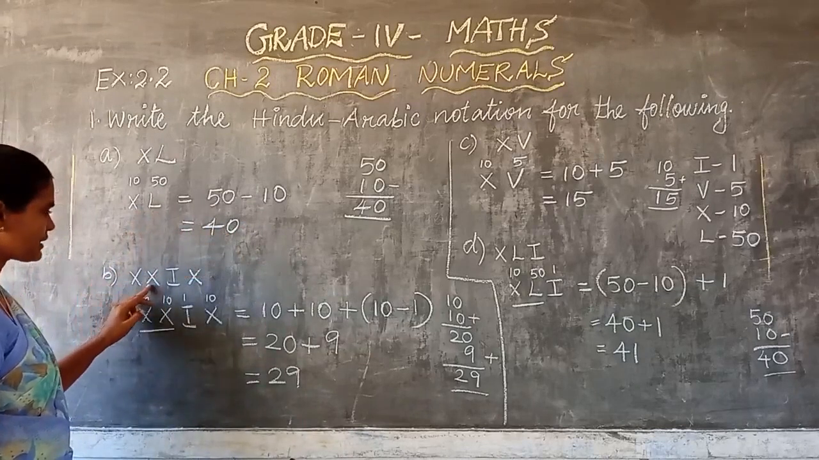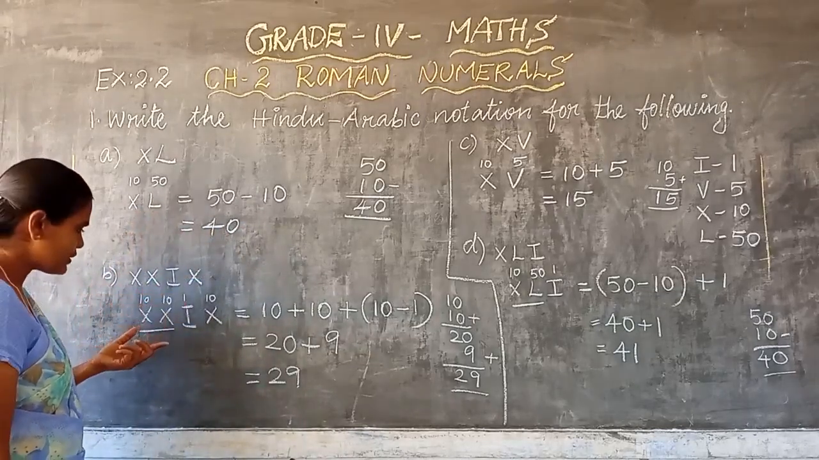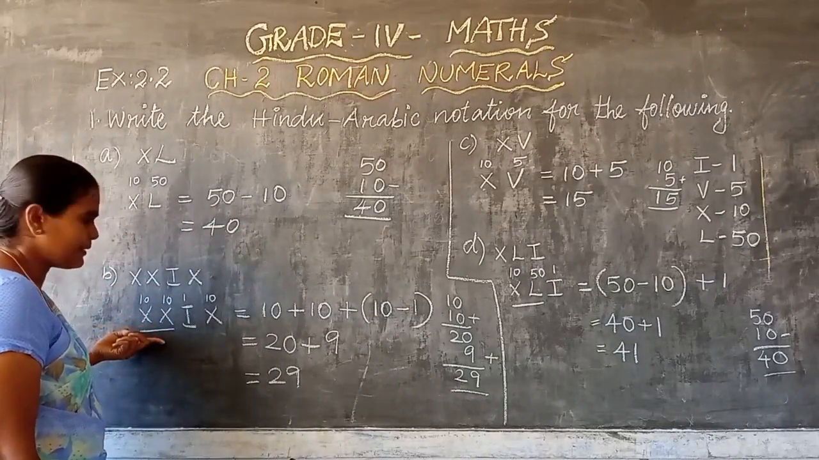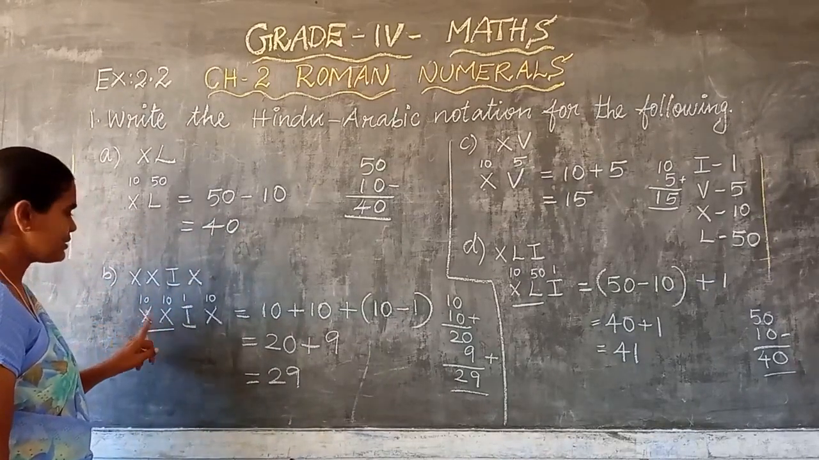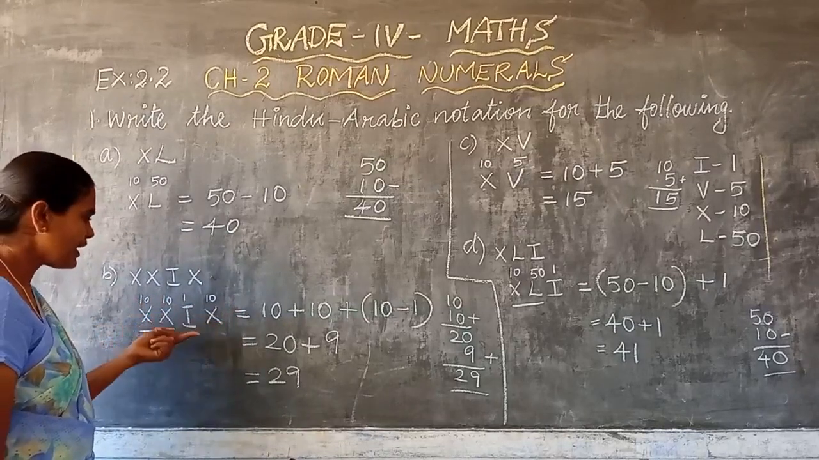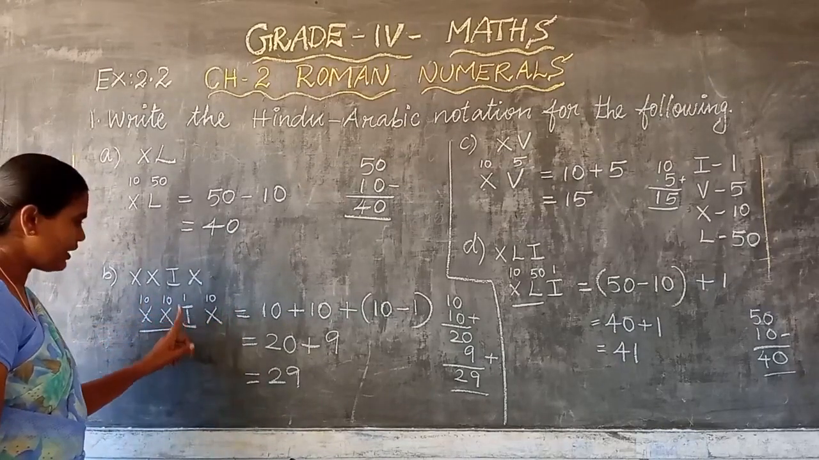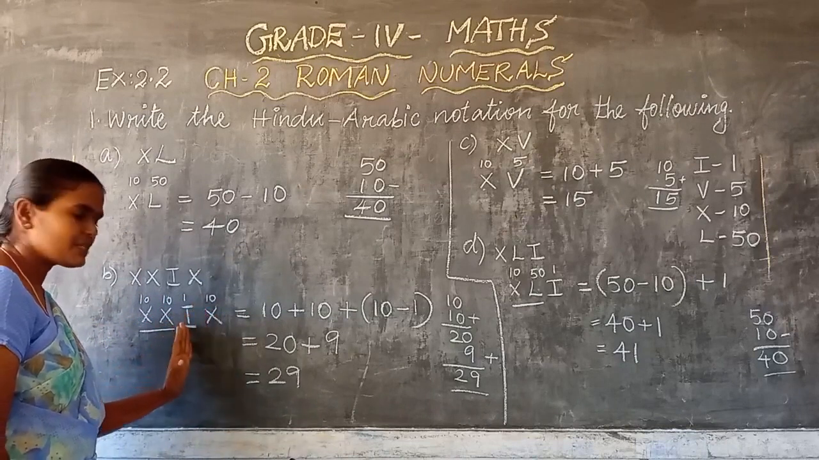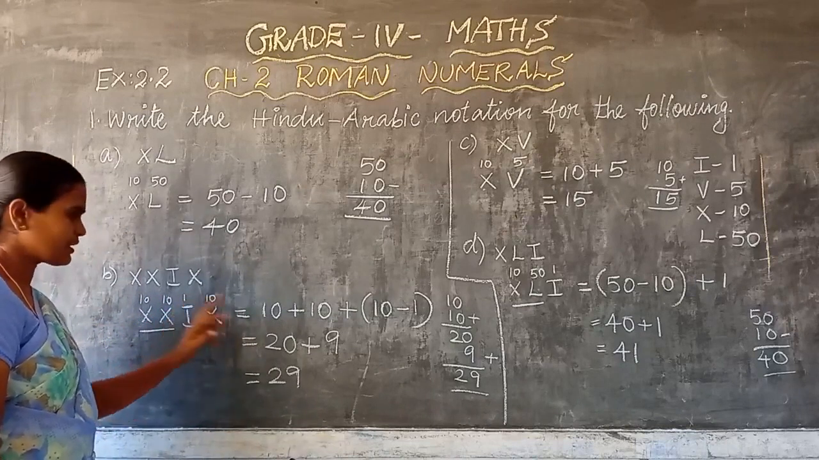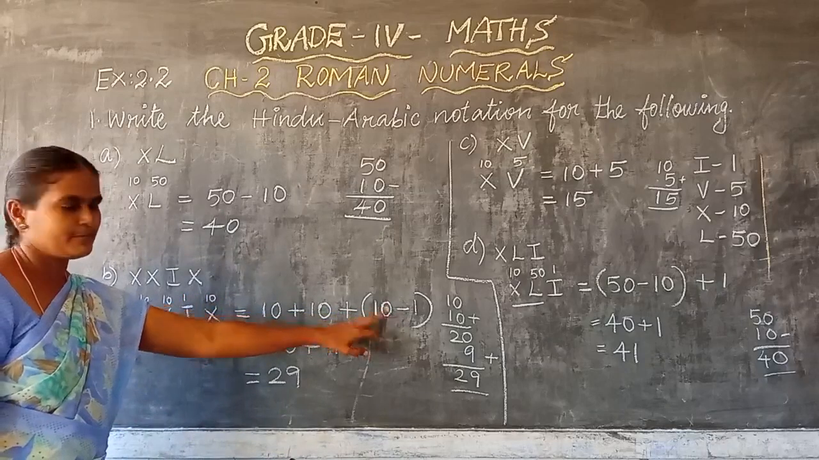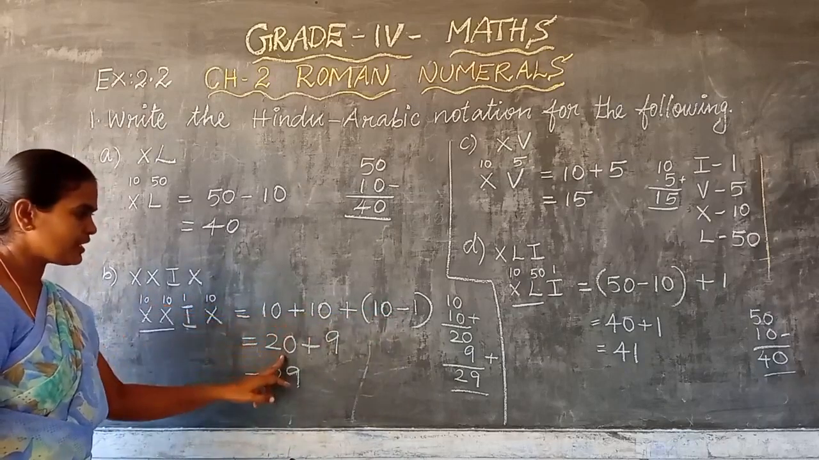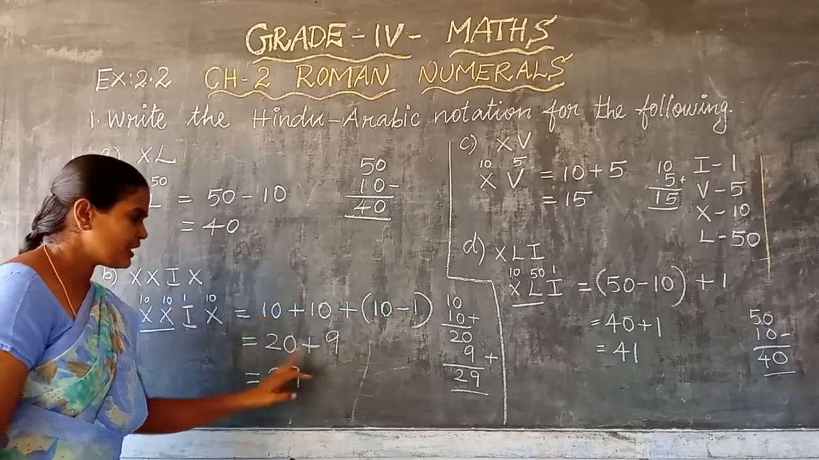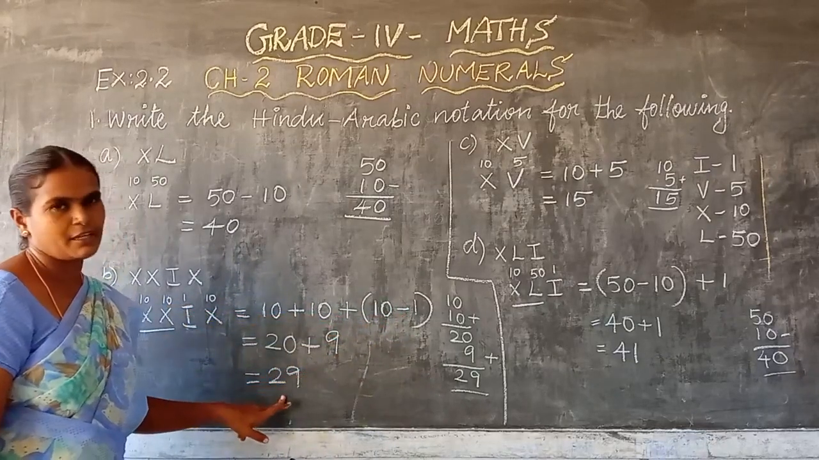B1, XXIX. So first two numbers repeated. Repeated means addition. So XX, 10 plus 10. Here IX. I value 1, X value 10. So greater number, left side small number. So subtraction, 10 minus 1. So 10 plus 10, 20. 10 minus 1 means we get answer 9. So 20 plus 9, 29.